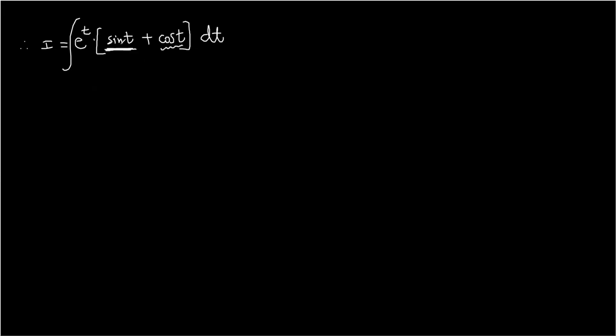Okay, derivative of sine t with respect to t is cos t. And remember, here everything is with respect to t. It is not with respect to x here. So I shall write here, using the result. What is the result? The result is the integral of e raised to t into f of t plus f dash t, dt, equals e raised to t into f of t plus c.